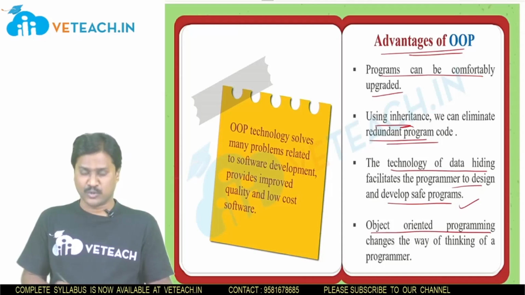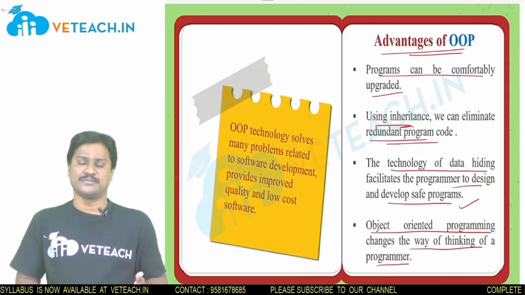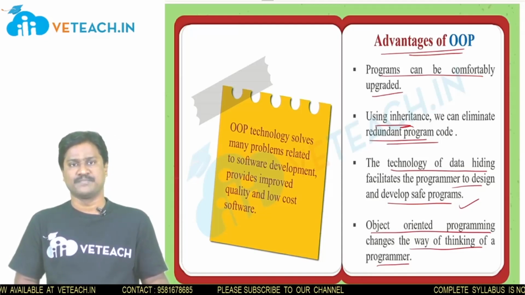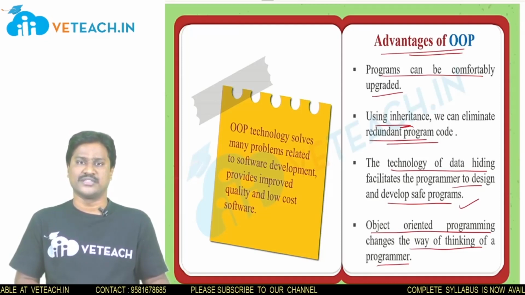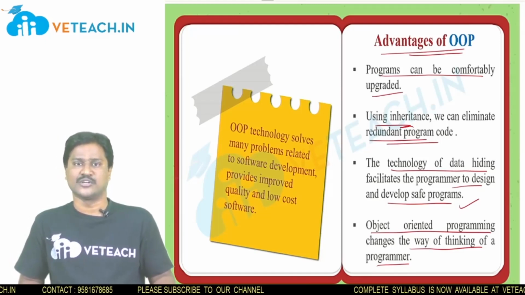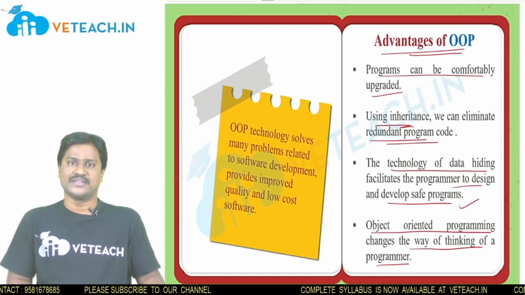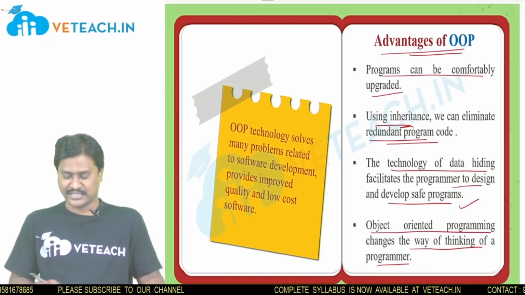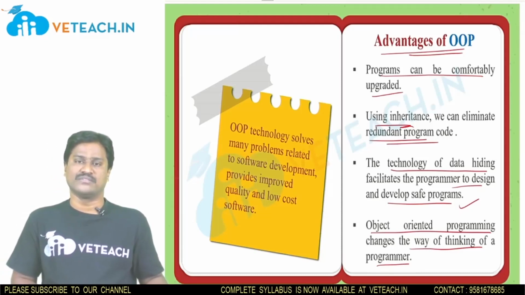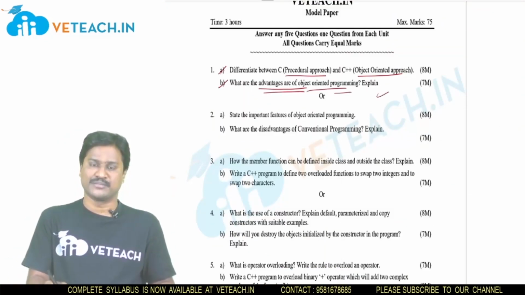And object oriented programming changes the way of thinking of the programmers. Why? Because C is a top down approach, whereas C++ is a bottom up approach, where modularity is more extended, and user defined data types like classes and objects are incorporated into the designing of the program. Automatically the way of thinking of programmers changed in designing programs and solving very complex problems. So those are the advantages of object oriented programming.